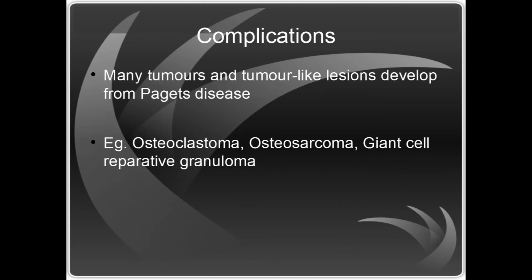The complications of Paget's disease are that it leads to multiple tumor and tumor-like conditions. For example, osteoclastoma or the giant cell tumor, or osteosarcoma, or sometimes even fibrosarcoma. There is a tumor-like condition which is giant cell reparative granuloma, all these things. So Paget's disease can secondarily give rise to various tumors.